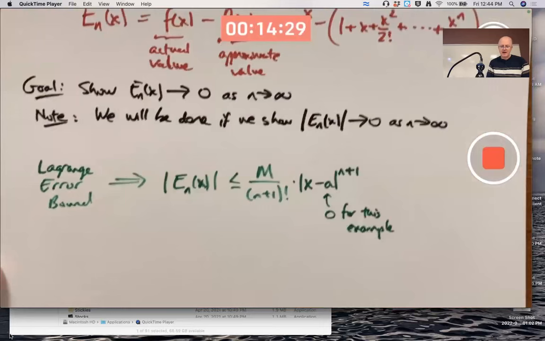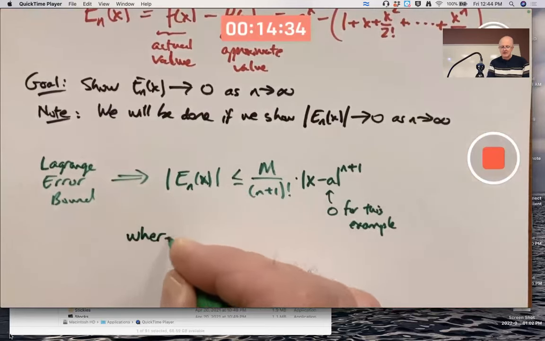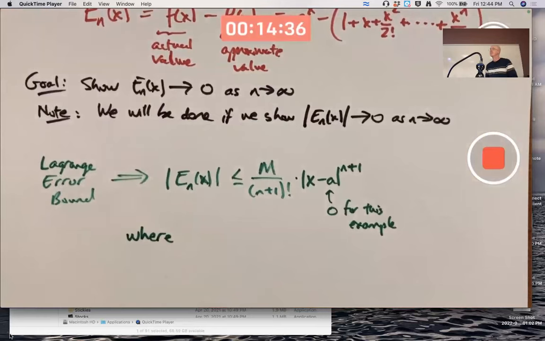I shouldn't stop there. I should describe how to find M, where M turns out to be an upper bound of the n plus first derivative of f over the entire interval between a and x. Whether x is positive or negative, it doesn't matter.